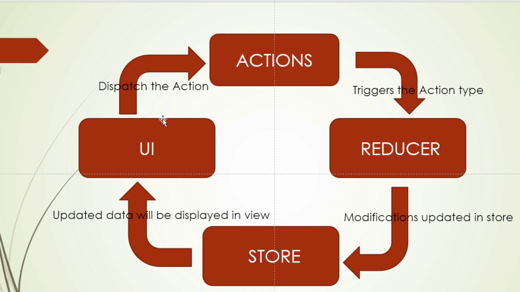So first we dispatch the action. Based on the action type, the modifications will be done in the reducer. Those updated things will be stored in the state, which is present in the store. Then we call that updated variable in our component wherever the modification happens, so those modifications will be displayed in the UI.